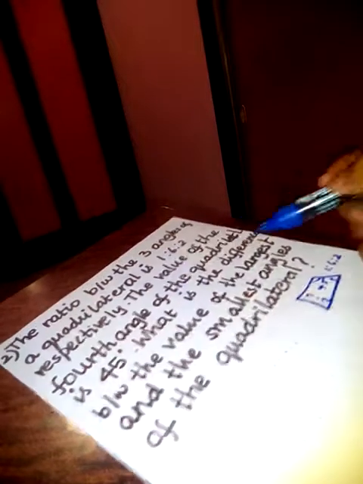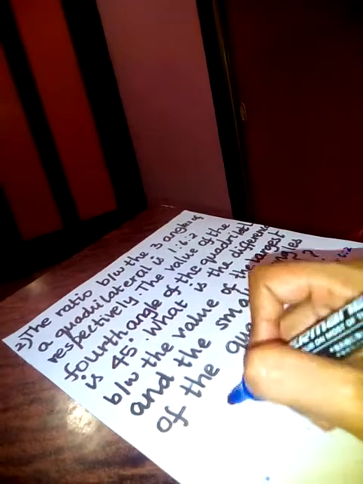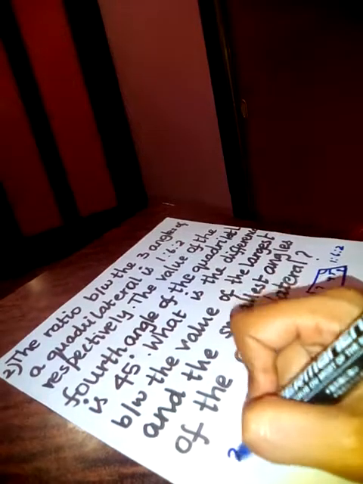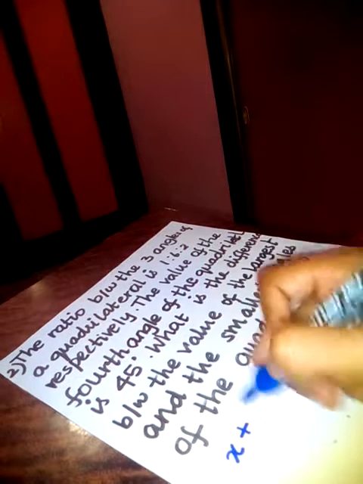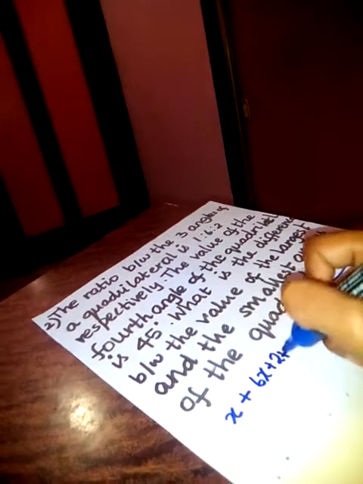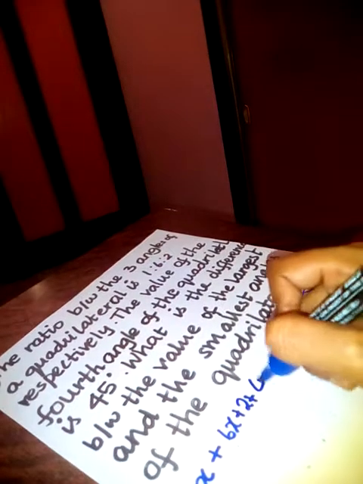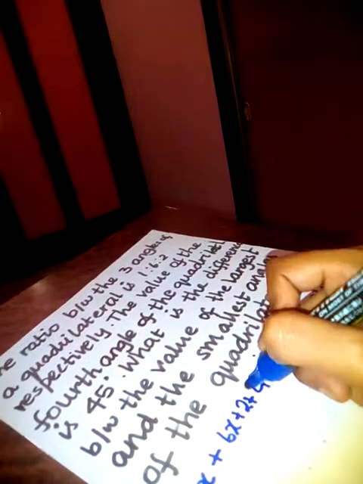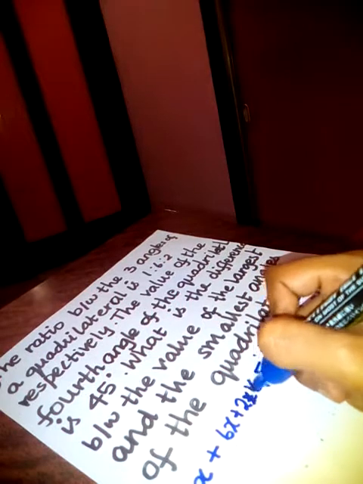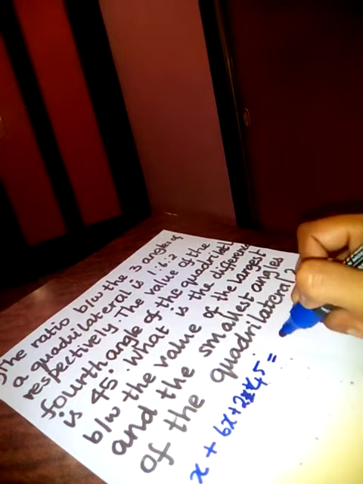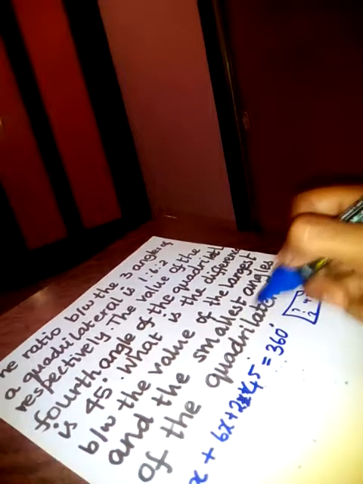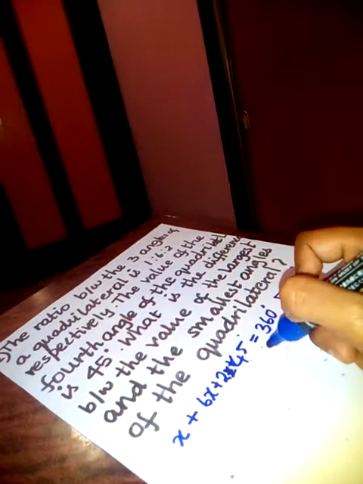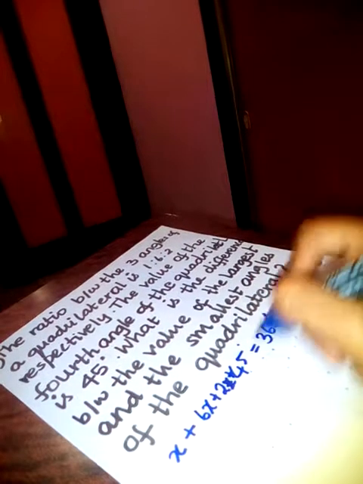Okay, we can put it as x, the unknown value, and hence 1x plus 6x plus 2x plus 45 degree is equal to the total angle, which is 360 degree, and from this we have to find.